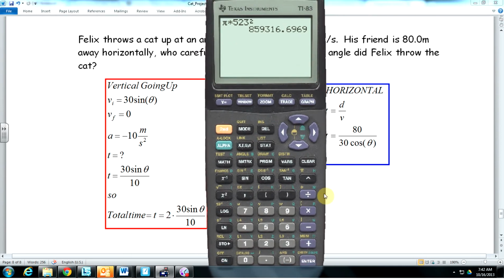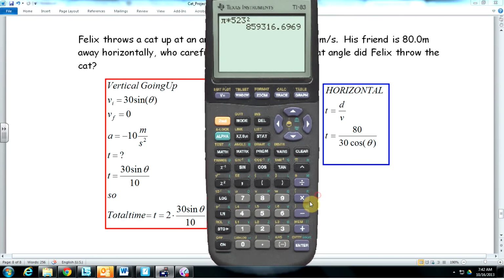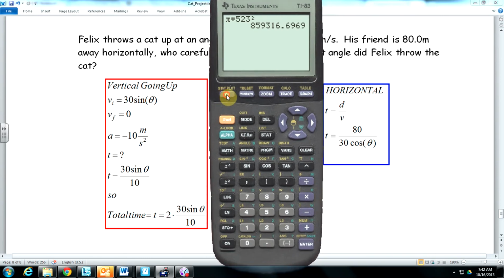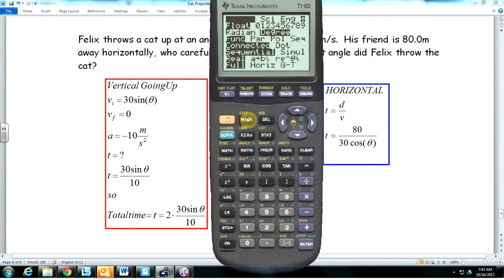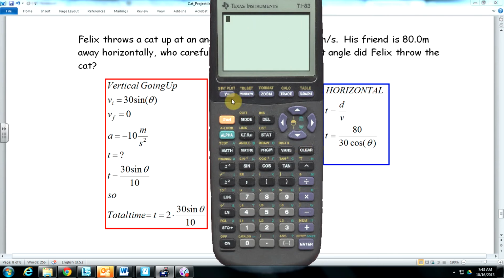Let me shrink this down a little bit so we can see it nicely. We can go ahead and take our y equals and clear that out. Let's also make sure we're in degrees. So I'll go to mode, and sure enough, I'm in degrees. So that's nice. Come back out here, and in y1, I can go ahead and put this in. So we get 2 times 30. You can simplify this if you want, but you don't need to. Times sine of x. I'm going to have x be theta for convenience. So 2 times 30 sine x divided by 10.